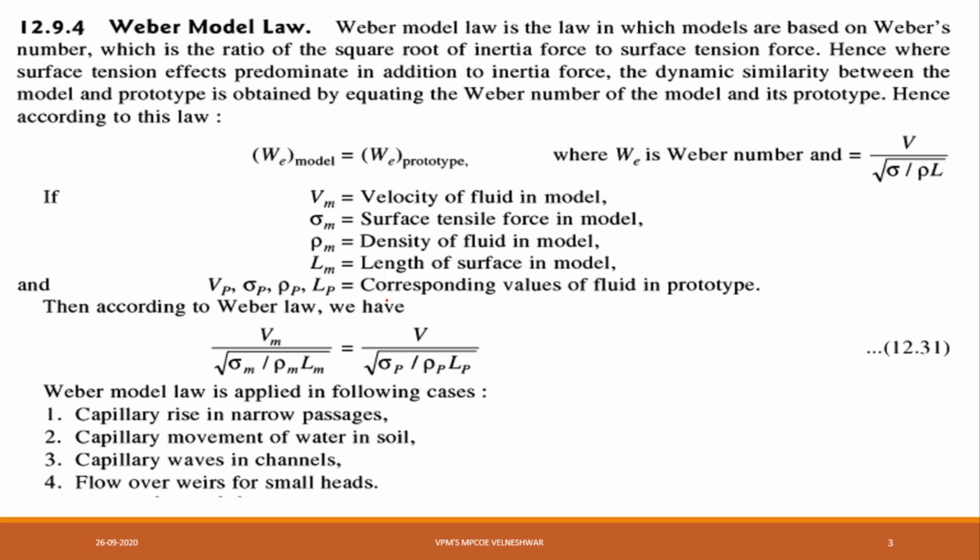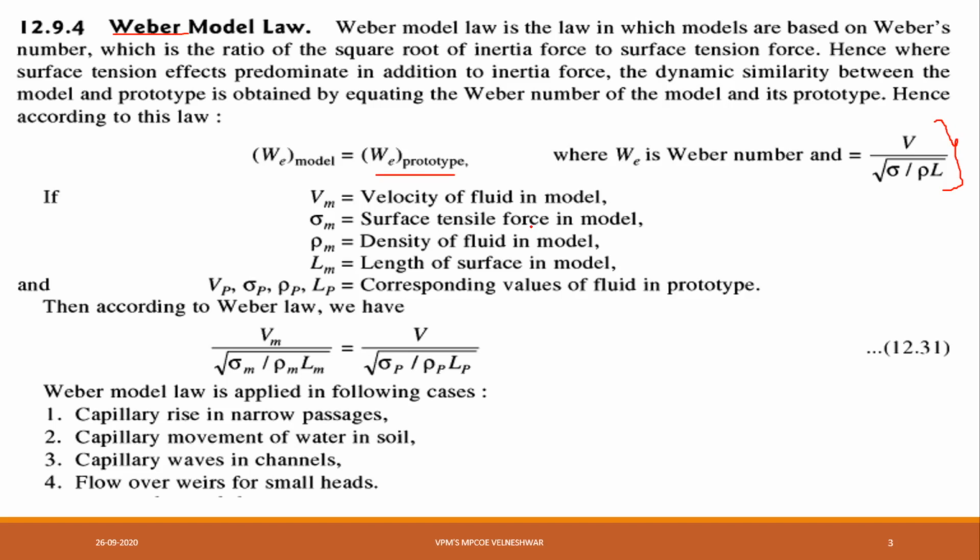So now what is our formula? We model is equal to We prototype. We is nothing but Weber number, and we have to design our values for both model and prototype. The ratio of square root of inertia force to surface tension: here we take V upon square root of sigma divided by rho into L. Here V is the velocity of fluid in model, sigma m is the surface tension force in model, rho m is the density of fluid in model, and Lm is the length of surface in model.